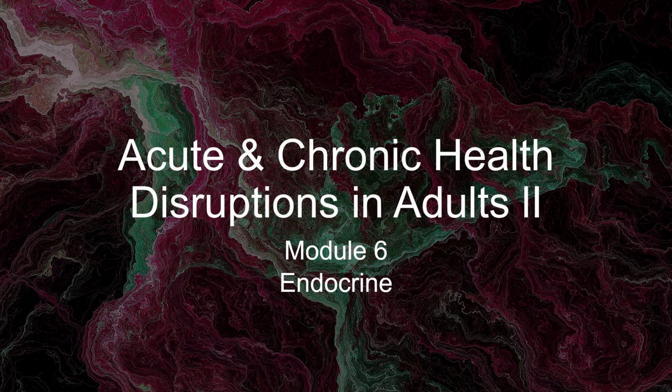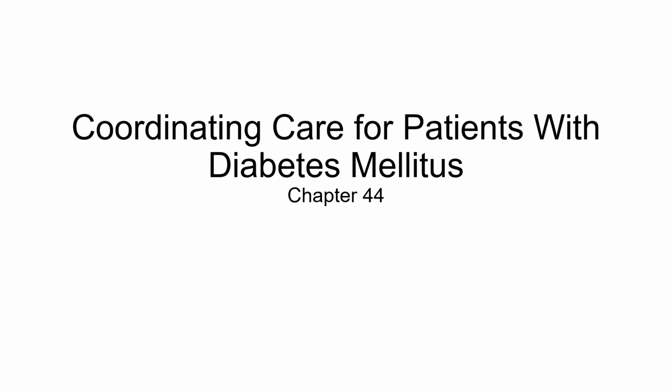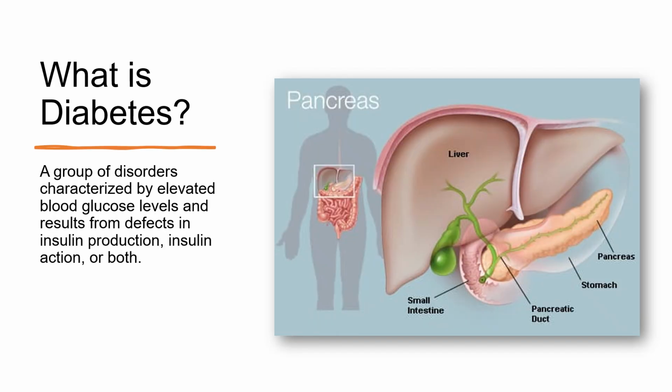Module 6, Endocrine. So this recording will cover Chapter 44, Coordinating Care for Patients with Diabetes Mellitus. So first we start with defining diabetes. So the textbook definition is a group of disorders characterized by elevated blood glucose levels and results from defects in insulin production, insulin action, or both.